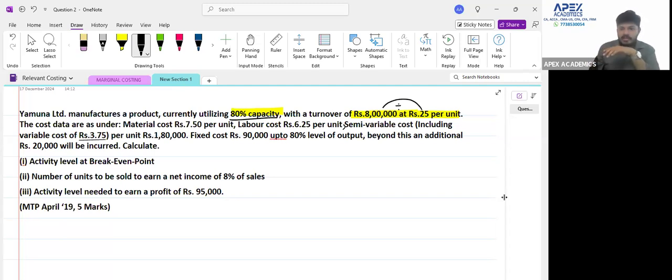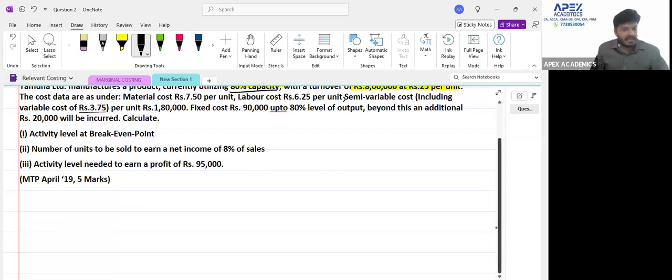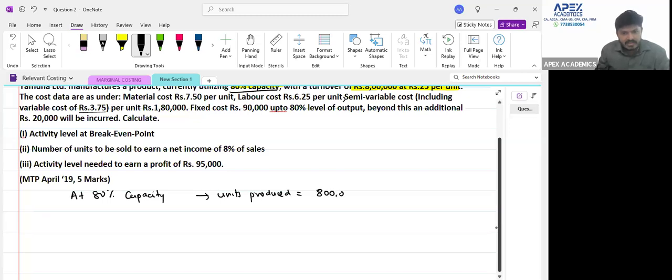This was asked in April 2019 in the mock test paper for 5 months. So let's see. First of all, I will calculate at 80% capacity the units produced, which will be 8 lakhs divided by 25. What is the answer to this? 32,000 units are made at 80% of the capacity.